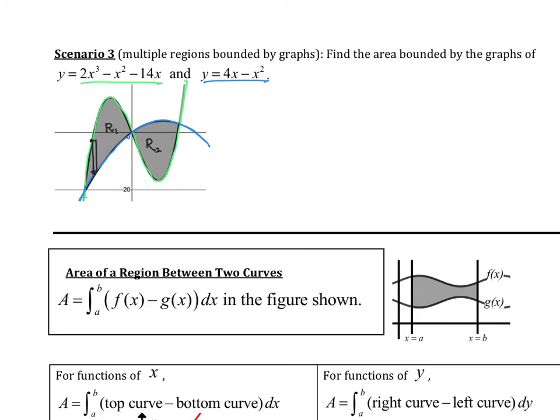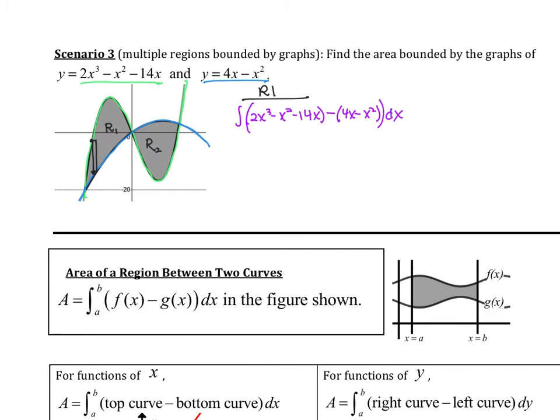Okay, so can you agree that if we look at region 1, the area under that curve starts at 2x cubed minus x squared minus 14x and then goes down to 4x minus x squared? Okay.